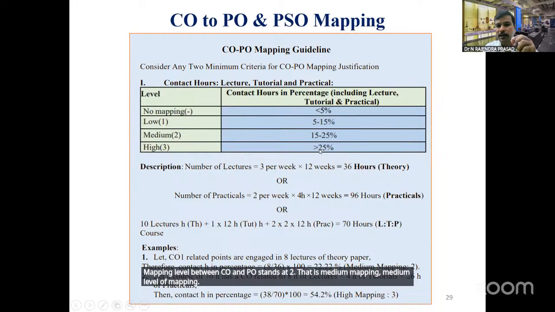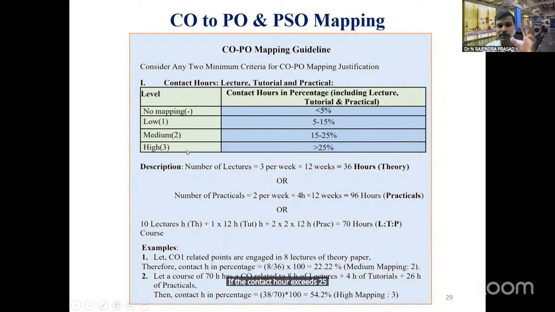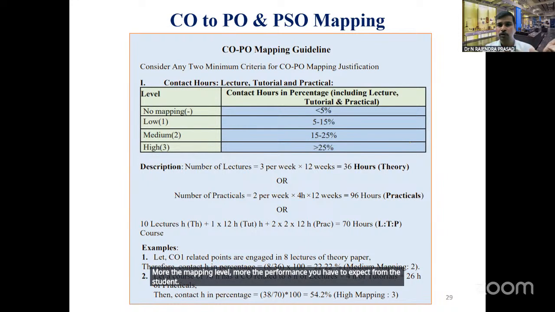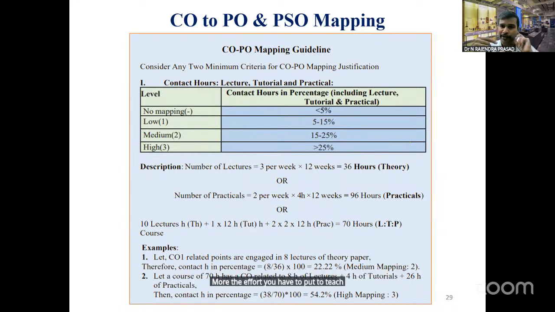If the contact hour exceeds 25 percent, high level of mapping. The higher the mapping level, the more performance you have to expect from the student, and the more effort you have to put in to teach that content to the student. So that's how we can interpret.